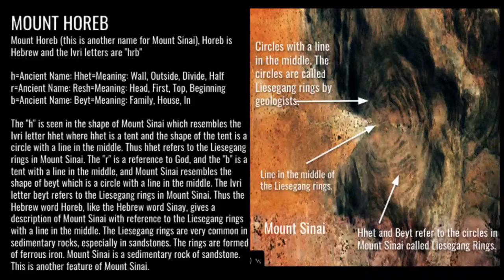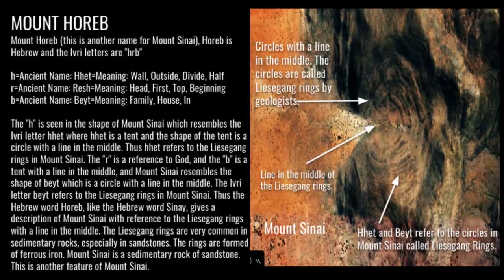The R in Horeb, that is the Ivri letter Resh, and that means head, first, top, and beginning. And this Ivri letter refers to the Most High. The next Ivri letter is the B, the Bet. And Bet means family, house, inn. That refers to the home, the house, the tent. And the tent is a circle with a line in the middle. And this gives a description of the Liesegang ring in Mount Sinai.